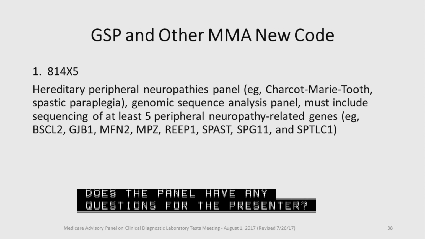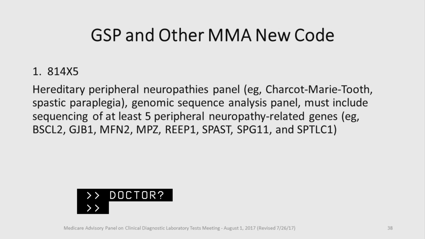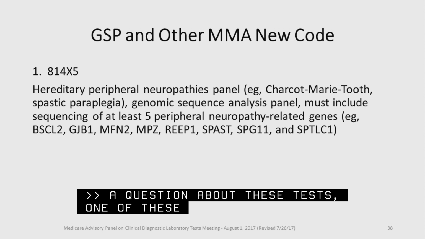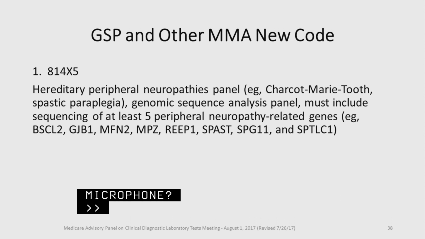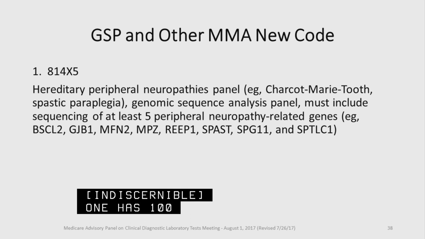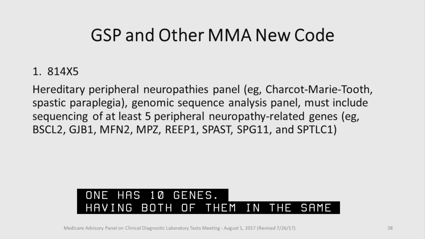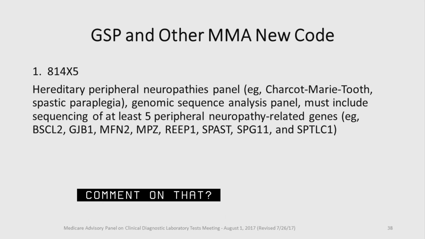Dr. Kuchar-Lapati: Let me ask a question about these two tests. One of these tests, it seems like, has only 5 genes. The other test has 100 genes. Can you speak right into the mic, please? Yes, I'm saying that it looks like the tests are somewhat different. Although they're all looking for peripheral neuropathy, one of the tests has less than 10 genes, the other one has 100 genes. And having both of them in the same code doesn't seem to be appropriate. So does the panel want to comment on that? Dr. Kuchar-Lapati, is your question meant for the presenters? I think it's for all of us, whether those two are indeed equivalent to each other.